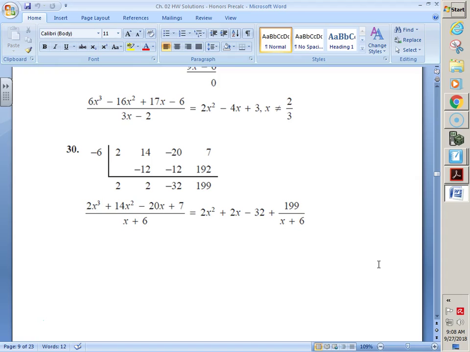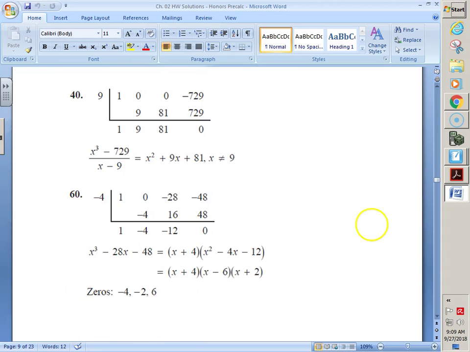The remainder was 199. Anyone stress out a little bit about the 199? You're like, that can't be right. I thought it was weird at first. Why did they show the fraction? Yeah, that's how you show a remainder. Good. We got it?